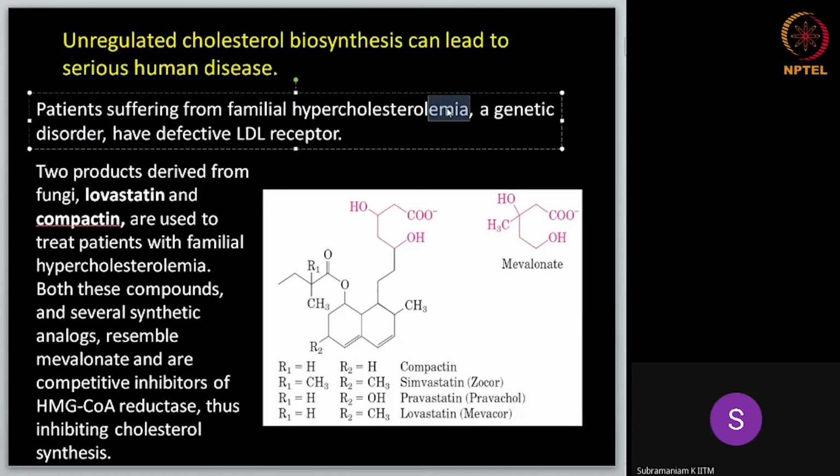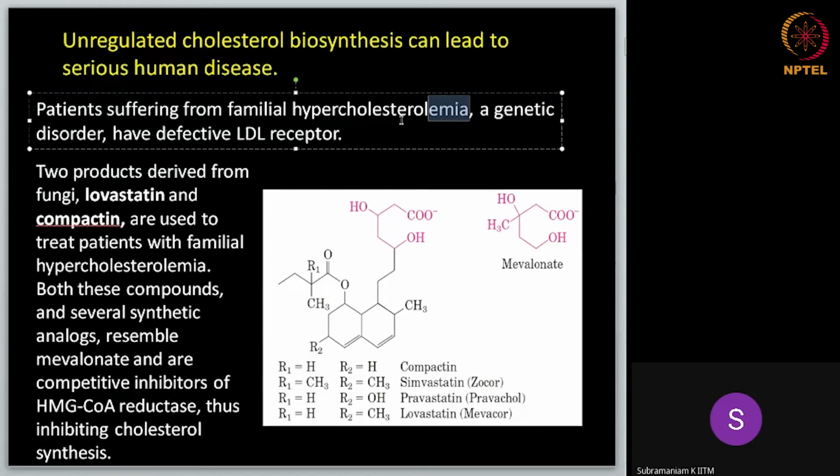This emia sound usually refers to in blood. Something, hypoglycemia, meaning glucose level in blood is low. Anemia, iron is less in blood. Ischemia, low oxygen in blood. So this emia refers to something's level in blood. That's what it means. So here hypercholesterolemia means cholesterol level being very high in blood. That's what this term means.